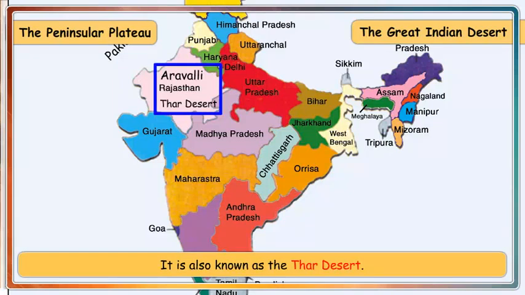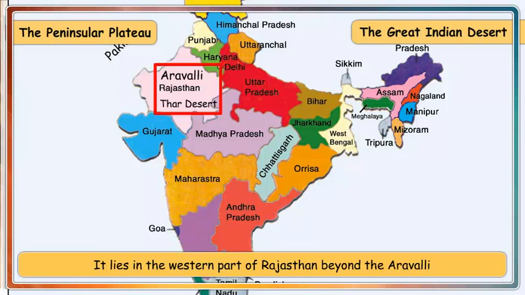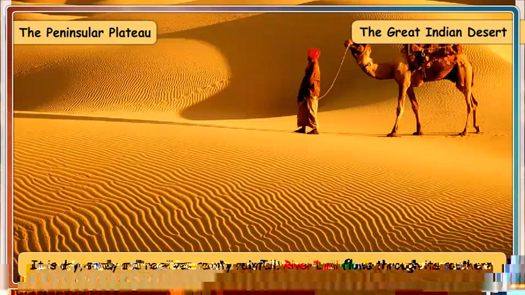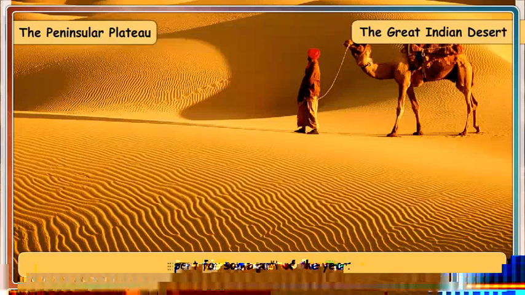The Great Indian Desert. It is also known as the Thar Desert. It lies in the western part of Rajasthan beyond the Aravalli Range and extends into Pakistan. It is dry, sandy and receives scanty rainfall. River Luni flows through its southern part for some part of the year.